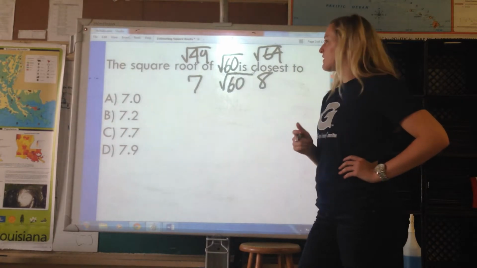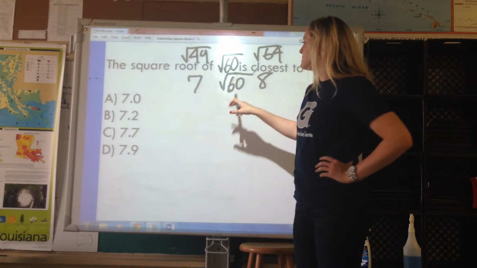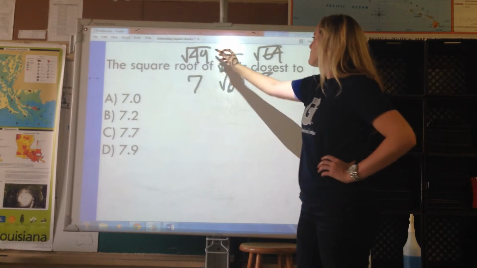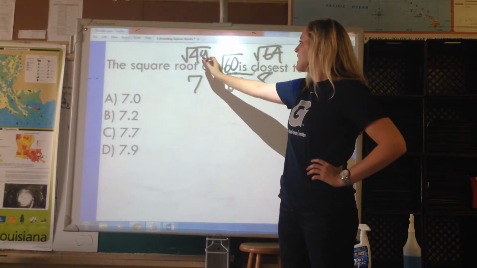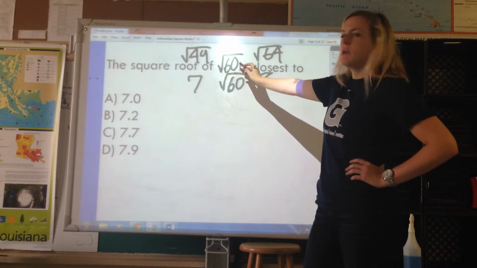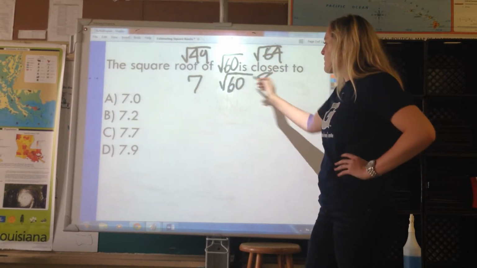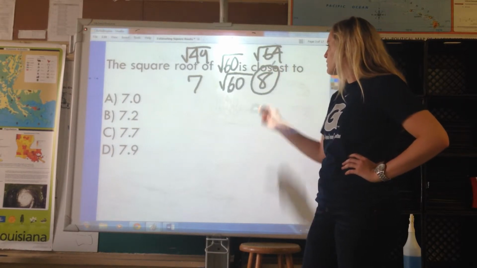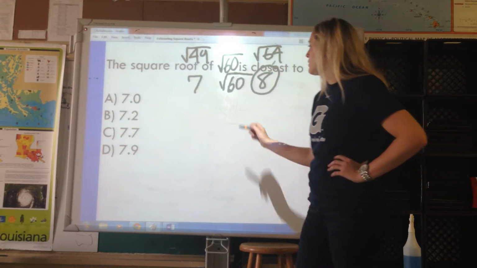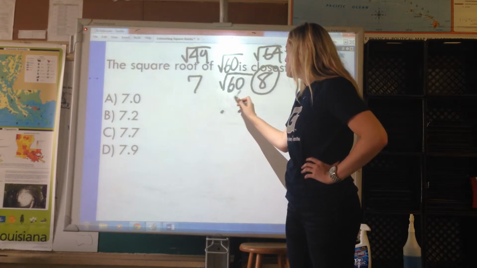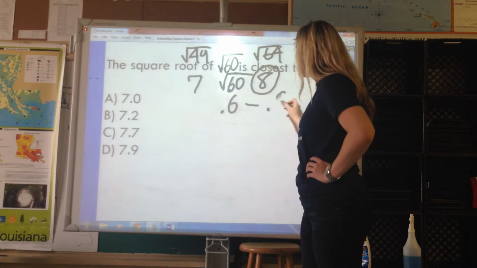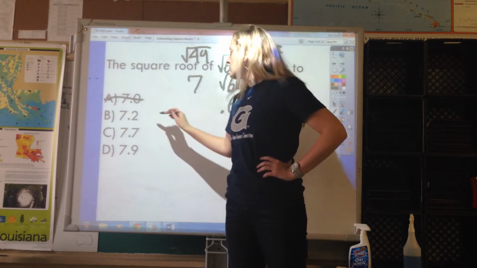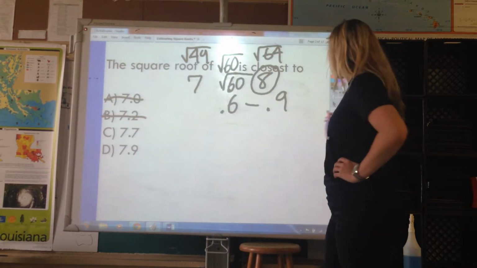So my next step is to figure out which one of these numbers this number is going to be closer to. Well, I go back to my choices here. 49 is pretty far away from 60, but 64 is a lot closer. So I'm thinking that the square root of 60 is going to be closer to 8. If it's going to be closer to 8, then I know that its decimal is going to be between 0.6 and 0.9. So I can go ahead and immediately eliminate 7.0 and 7.2. Those will not be our choices.